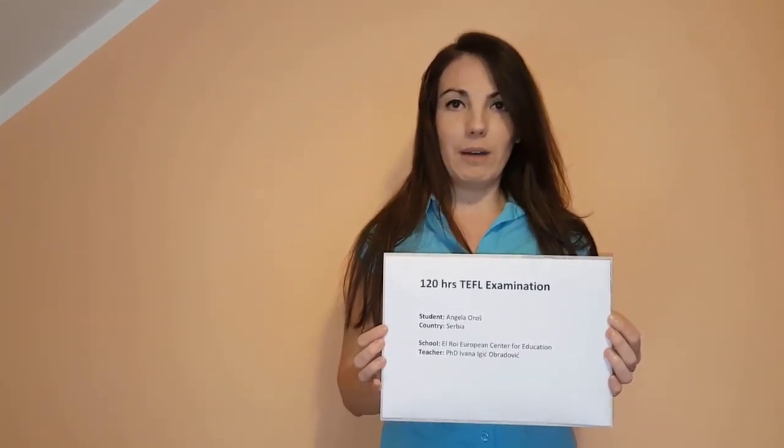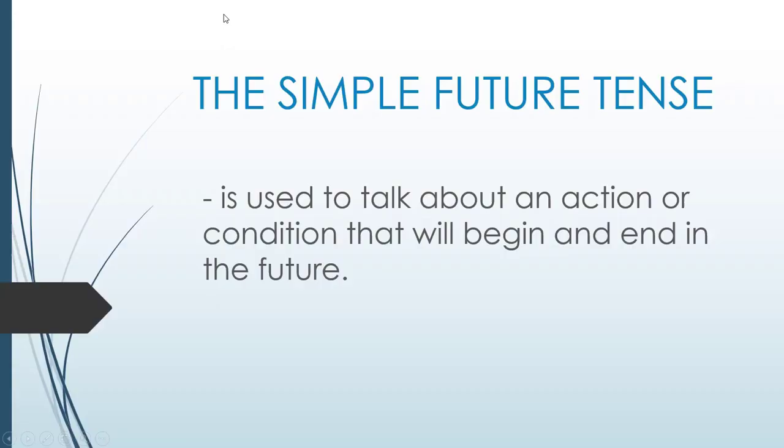Today we will learn about the simple future tense. We use the simple future tense to talk about an action or condition that will begin and end in the future. Later on, we will list all the situations when we use simple future tense. For now, let's see how to form it.